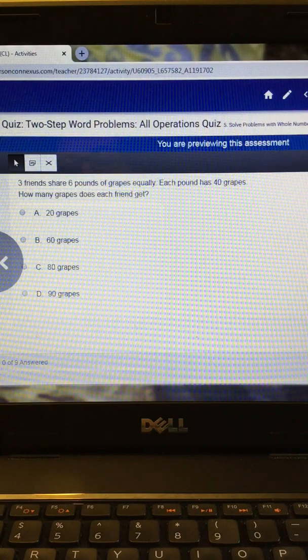Three friends share 6 pounds of grapes equally. Each pound has 40 grapes. How many grapes does each friend get? Well, the first thing you need to figure out is how many grapes we have total. So there's 6 pounds and there's 40 grapes in each pound.